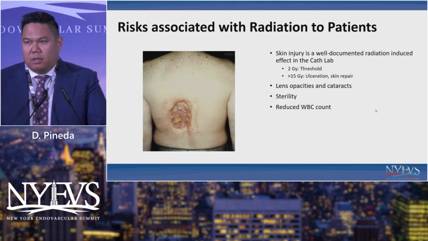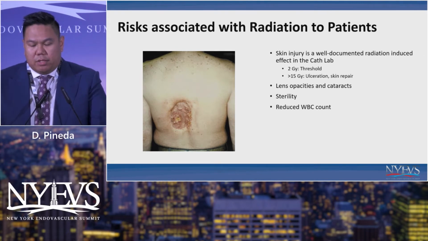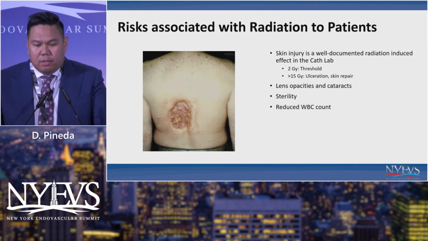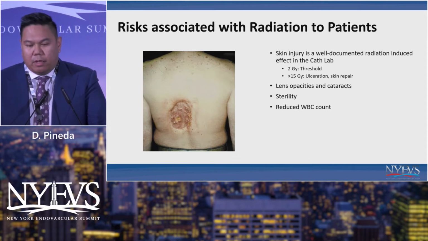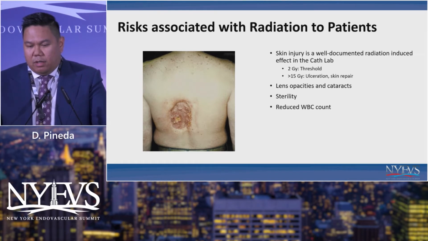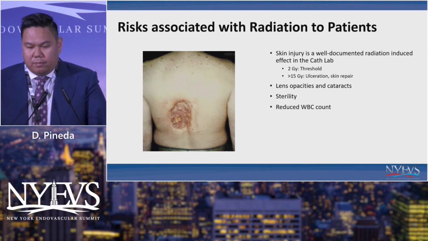For patients, when nurses and technicians are seeing them, one of the things we're concerned about for their safety is skin injuries. This is a particular case, an injury on a patient's back where they got, we believe, more than 15 grays of radiation. Generally, the threshold of skin injury is above 2 gray, but over 15 gray it becomes more profound.